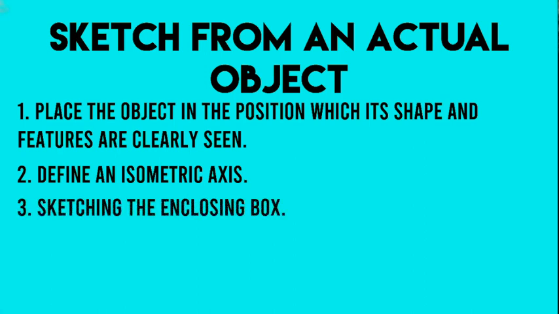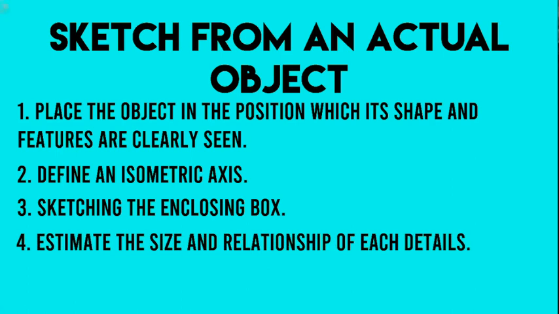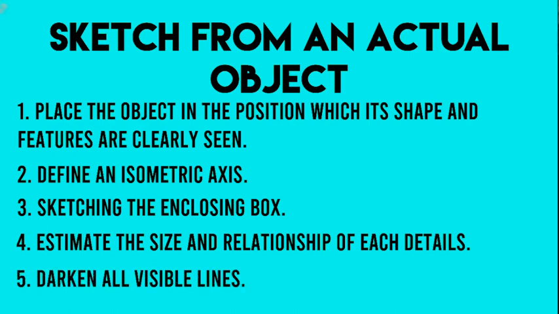Next one, sketching the enclosing box. Gagawa muna tayo ng crate box or ng kahon. This will serve as our guideline para doon na lang natin ilalagay yung detail ng ating figure. Next one, we also have estimate the size and relationship of these details. So, ilalagay na po natin or ipa-plot natin lahat po ng measurements from our orthographic figure going to our isometric drawing. Okay? Next one, darken all visible lines.